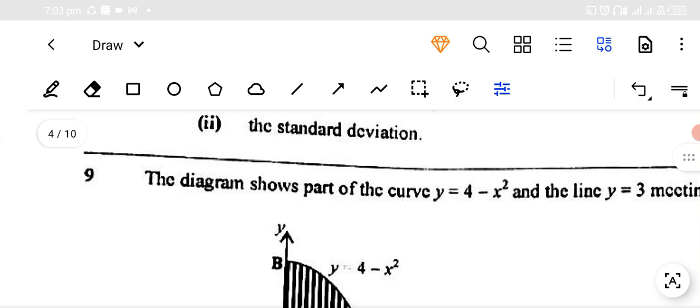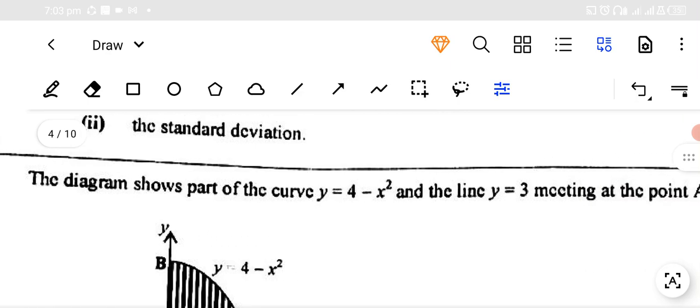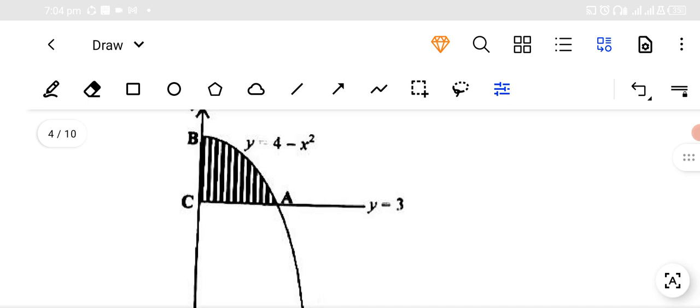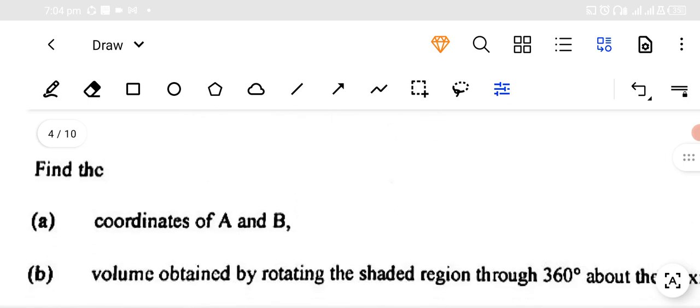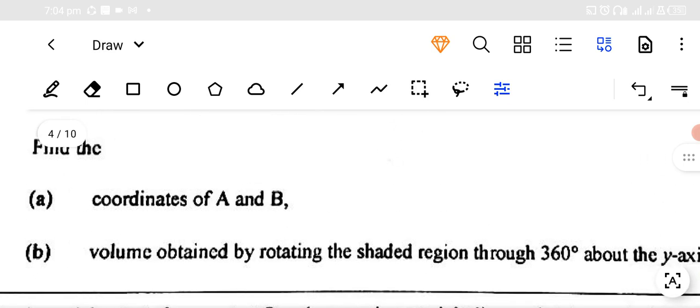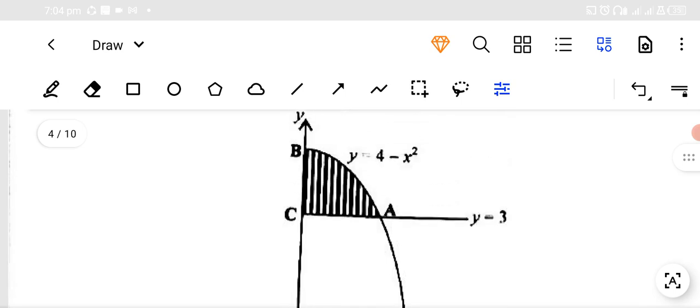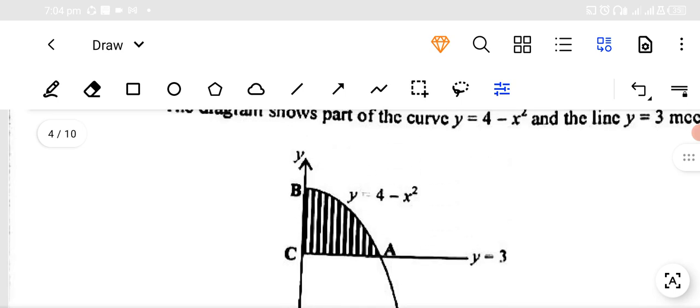Which reads, the diagram shows part of the curve y is equal to 4 minus x squared and the line y is equal to 3 meeting at the point A. Then the first question is find the coordinates of A and B carrying 4 marks. So y is equal to 4 minus x squared, then y is equal to 3.